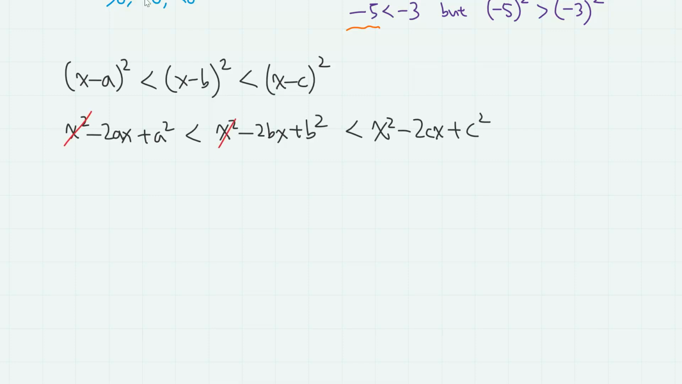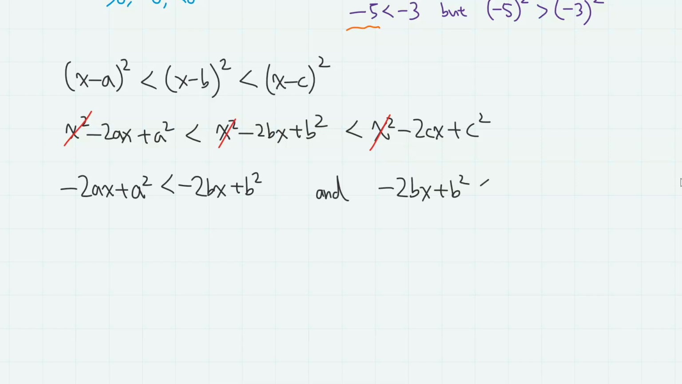And cancelling out x squared, we have another system of linear inequalities. Minus 2ax plus a squared is less than minus 2bx plus b squared. And minus 2bx plus b squared is less than minus 2cx plus c squared. So let's start from the first one.